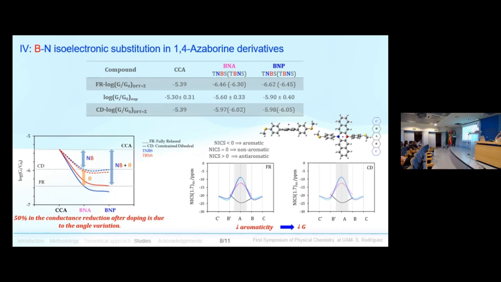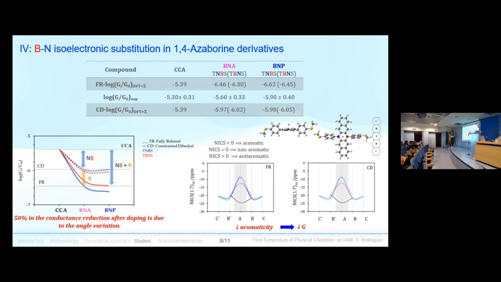And we realize that 50% of the change in conductance, this reduction of conductance, is due to the angle variation, and that's the 50%, right? The rest of the change is due to the doping effect, the substitution. This type of substitution also modifies the aromaticity of this system.